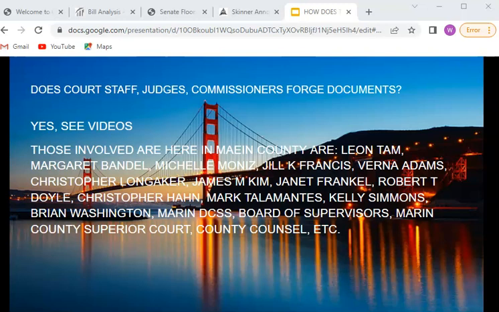Verna Adams is the family court judge involved in human trafficking and child support fraudulent debts. Christopher Longacre, he retired. He's a former child support commissioner. He forged the document, filed it with Chris Hahn, who is a child support or a court clerk.